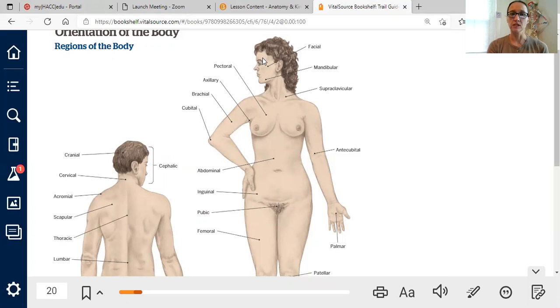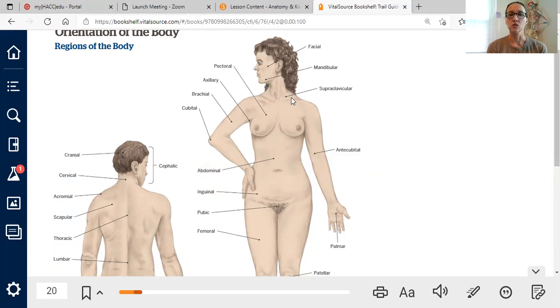So the first thing we're going to start with is the facial area. So the facial area is, as you can imagine, the face. So it does not include the rest of the head. It's only the face. When we start talking about the bones of the skull, we'll talk about facial bones and we'll talk about cranial bones, and they are separate. So this is the facial area. Within the facial area, you have the mandibular area, which is this right here. The mandible is your jawbone. So the mandibular area is really just that jawbone area.